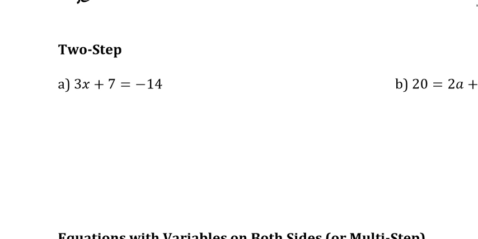What do I do first? What were you going to say, Ryan? Get rid of the 7. I'm adding 7, so I want to do the opposite, which is subtract 7. So I do that to both sides. Gone on this side. 3x equals negative 14 minus 7 is negative 21.